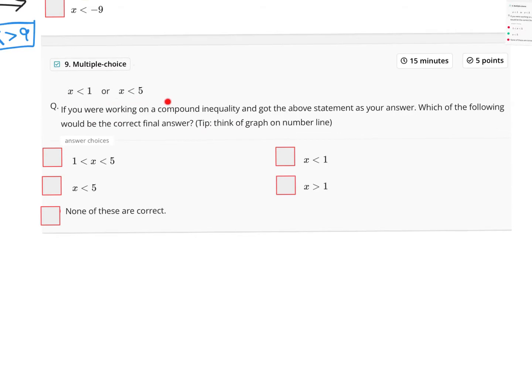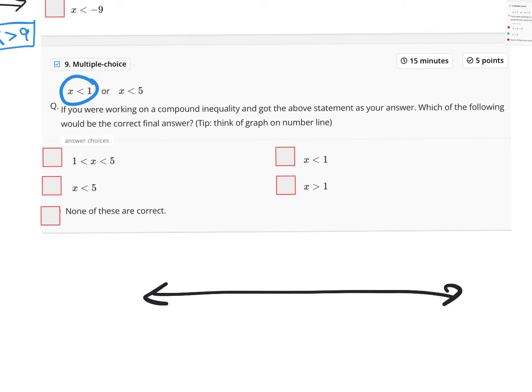It says if you were working on a compound inequality, okay, so imagine you had a complicated compound inequality and you started solving, and you had the word or between it, right? So if you were working on a compound inequality and got the above statement as your answer, you got x is less than 1 or x is less than 5, which of the following would be the correct final answer? Think of a graph on a number line. Okay, so you actually need to go to a number line. You need to actually graph this guy.